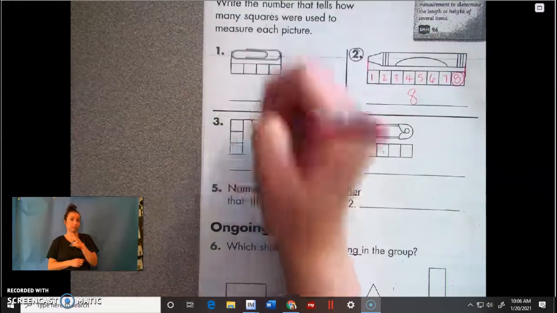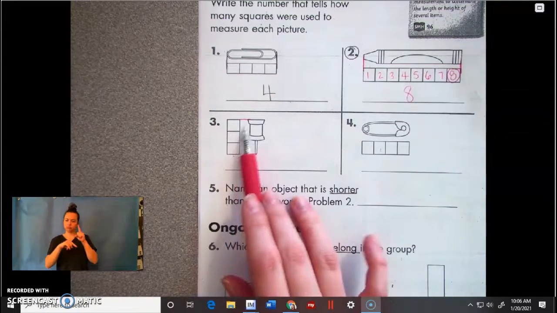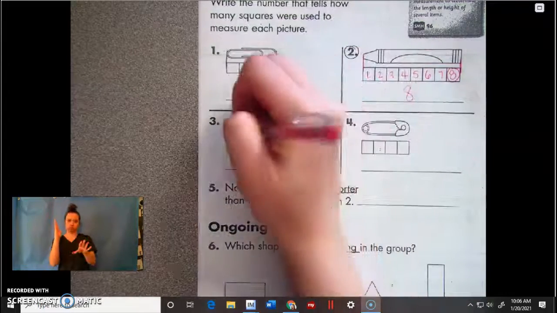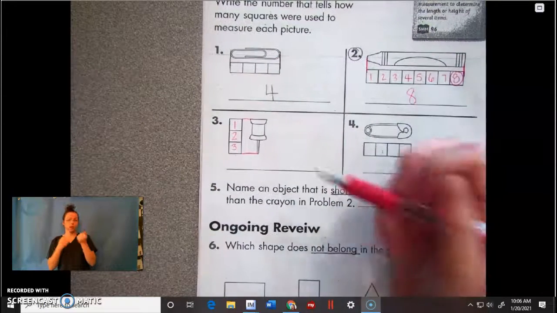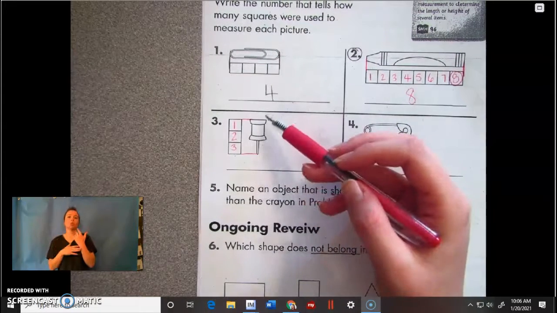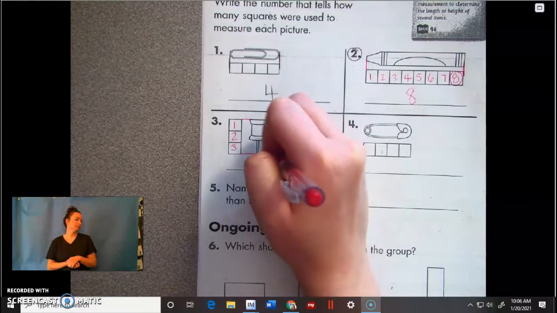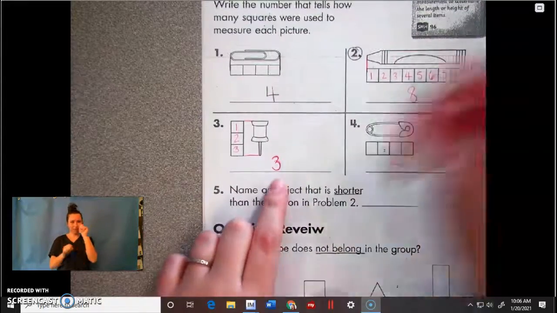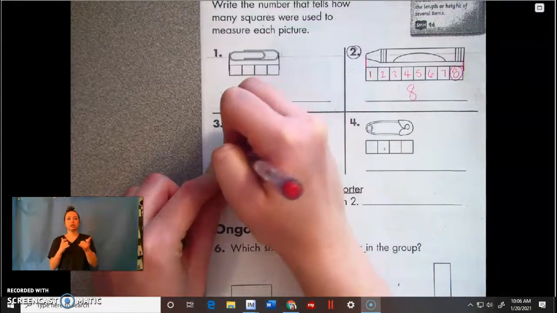Remember, we want to always make sure that they're lined up. So we can't measure it from the middle. We've got to start at the top and end at the bottom. Okay? Let's count. 1, 2, 3. How many boxes tall is the thumbtack? 3. Good. So write your number 3. If you've got it, then you can put a smiley face or a check mark. If you don't, correct it and make sure you look at mine so you know why it's 3.